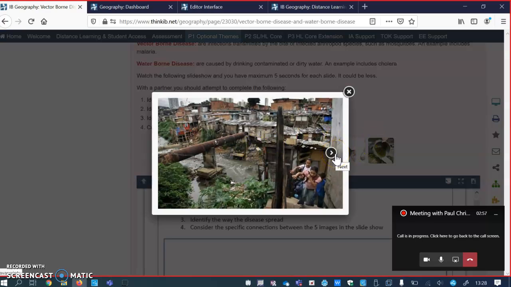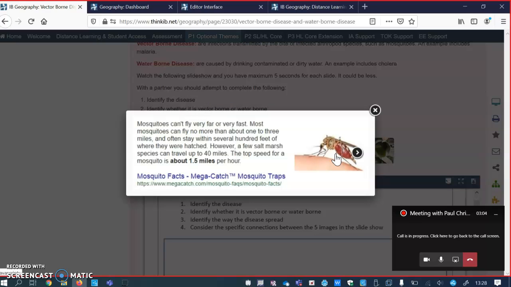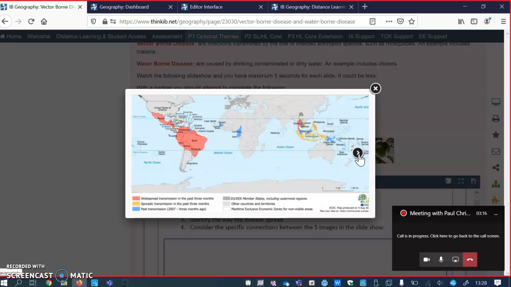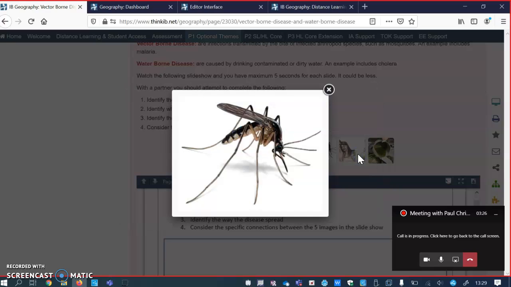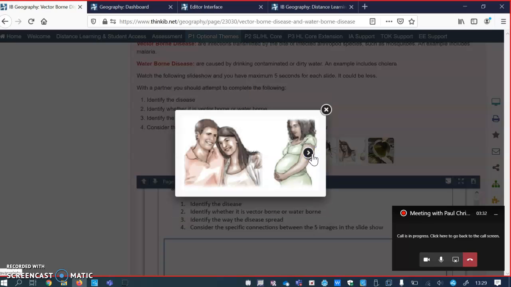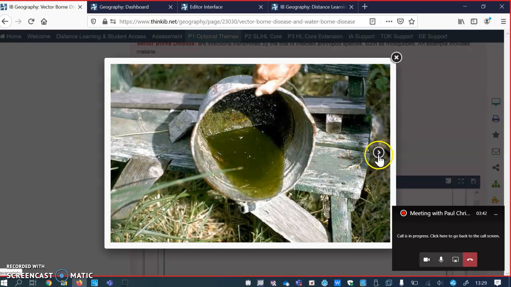So image 1. Image 2. Image 3. Image 4. Image 5. And image 6.